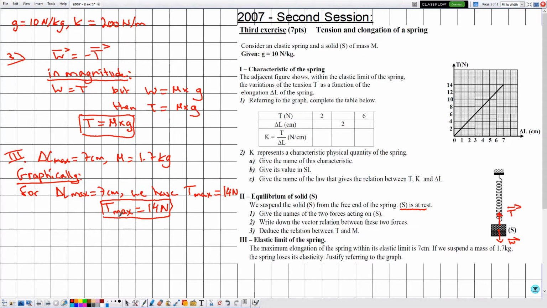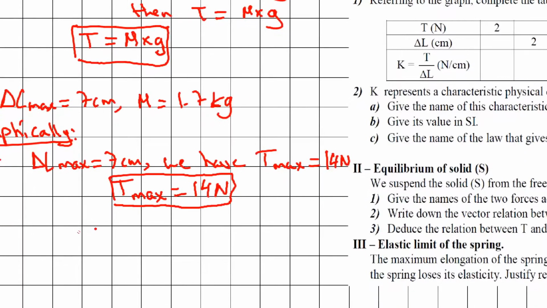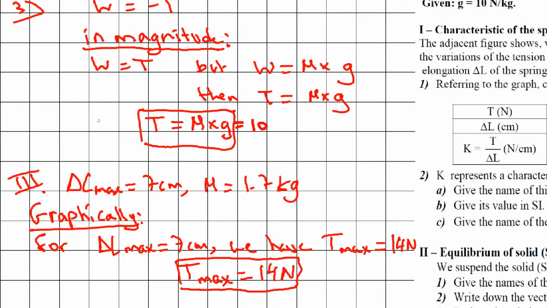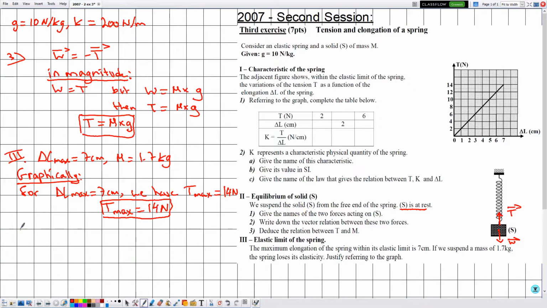Now we have the value of T max equal to 14 newtons. So what does this maximum tension represent? This is the maximum tension that the spring can undergo without losing its elasticity. Now knowing T max and knowing the value of G, which is 10 newtons per kilogram, we can determine the maximum mass. So let me say that T is equal to M multiplied by G. We are interested in determining the maximum mass that the spring can measure. So constructing the triangle of this formula, because we have a multiplication, T will be at the top, M and G at the bottom.